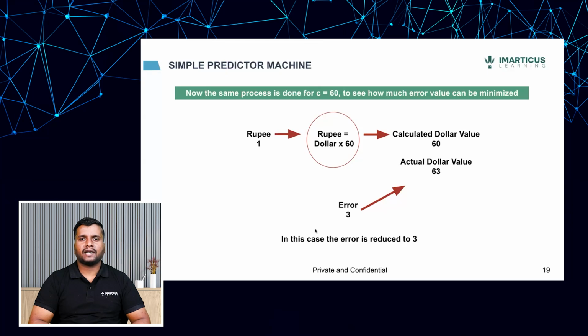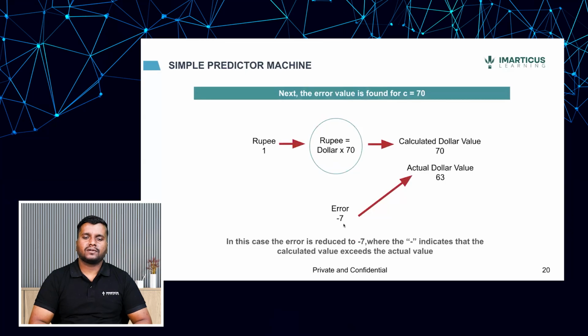If we increase it randomly and put C is equal to 60, then rupee is equal to dollar into 60. So it comes around 60, and this has to be 63, but here we are getting 60, which is closer to the observed value. So the error, which was earlier 13, is now reduced to 3. This is how a simple prediction can be done over a machine, and this is how a predictor machine works.